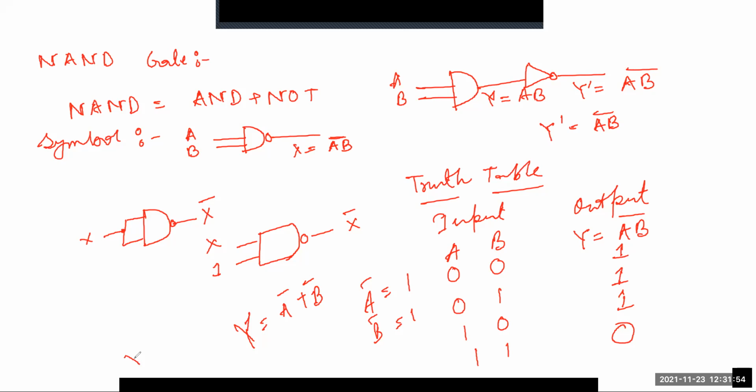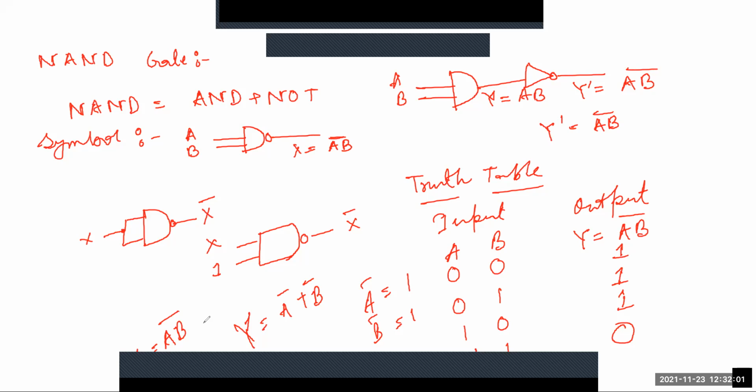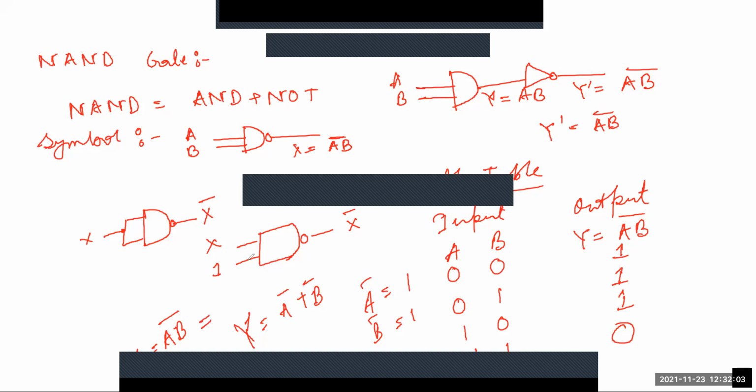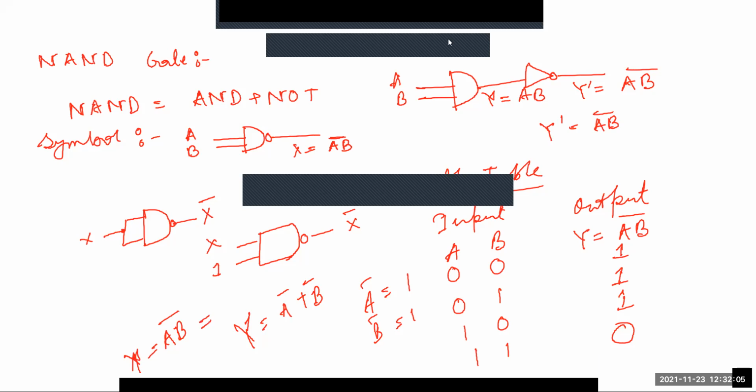Okay, so here I have written that Y equals AB bar. So AB bar equals to... tell me.